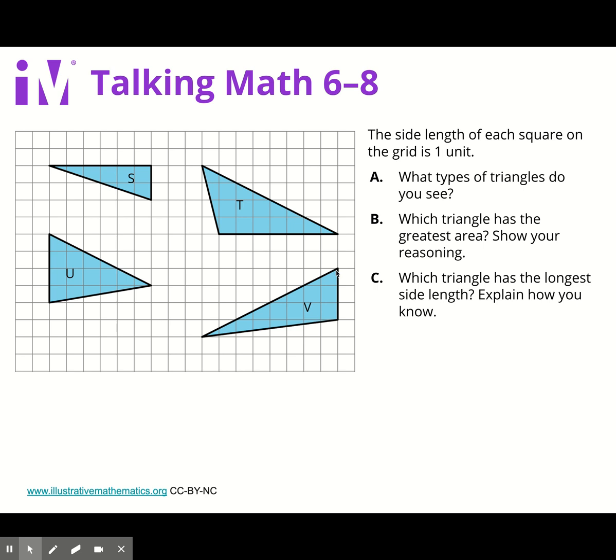The same thing is true for triangle T. I could go from this corner to this one by moving 1, 2, 3, 4 units up, and 1, 2, 3, 4, 5, 6, 7, 8 units to the side. That tells me that those lengths are actually the same, even though it might not look like that. How did that one go for you?